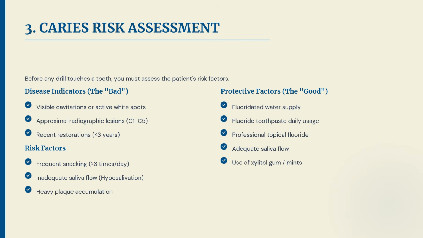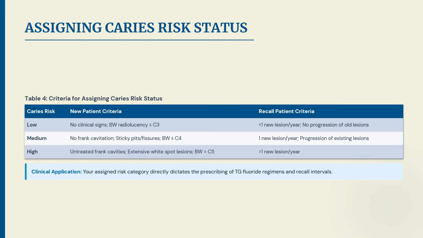Okay, so we apply professional topical fluoride, ensure adequate saliva flow, and use xylitol gums or mints. These are the general good things which we follow. Now, some of you might already be thinking, what would you do if fluoride is not there? In the therapeutic guidelines, there is an alternative given for patients who don't want to use fluoride. So we'll get into that point soon.